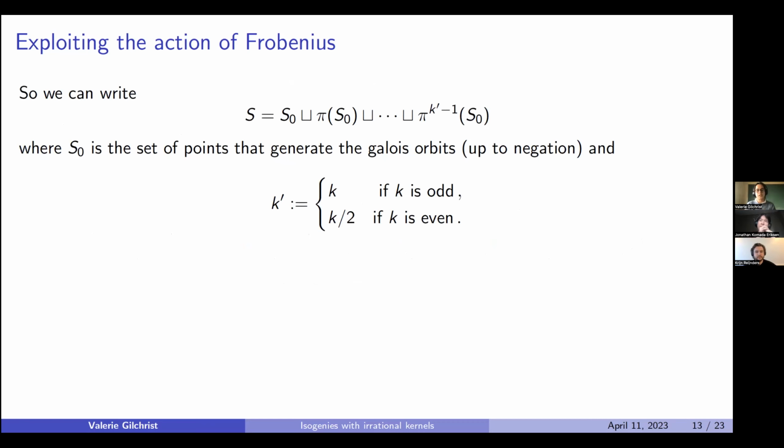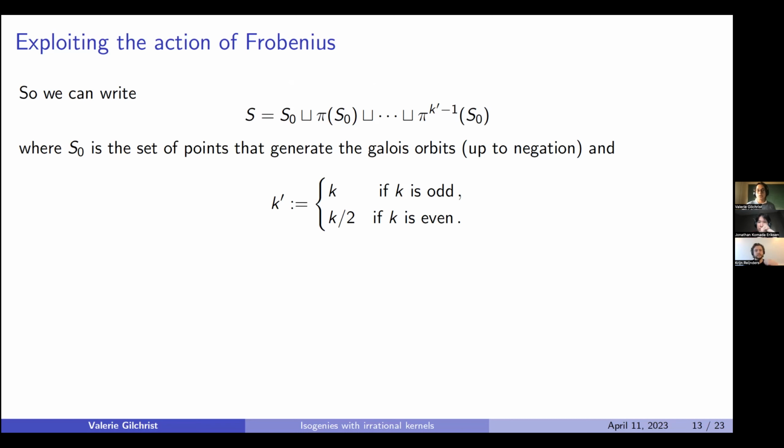So just formalizing what I just said, we're going to choose this smaller subset S0 to be the generators of our orbits. And then once we have these generators, we're going to apply Frobenius, or multiplication by lambda, roughly k times, and this is going to get us our set S. We make this distinction between k being odd or even because the Galois orbits behave a bit differently. But this is more or less the idea.